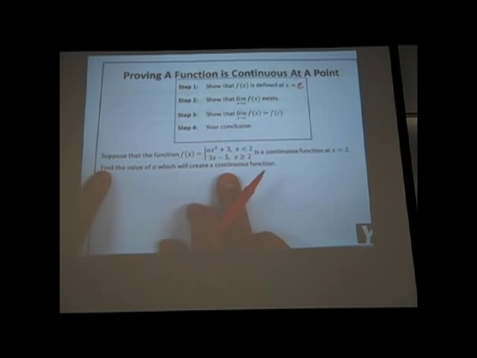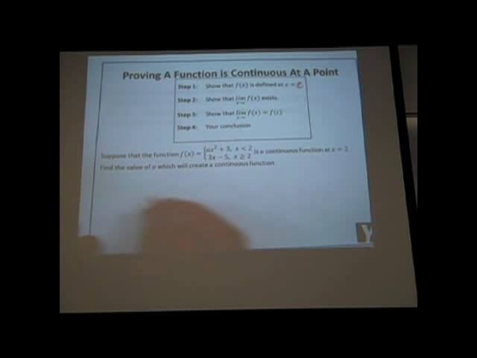So here we go. Suppose that the piecewise function f of x is equal to a x squared plus 3 if x is less than 2, and 3x minus 5 if x is greater than or equal to 2. We want to suppose that it is continuous at 2. For what value of a? Find the value of a which will create a continuous function.